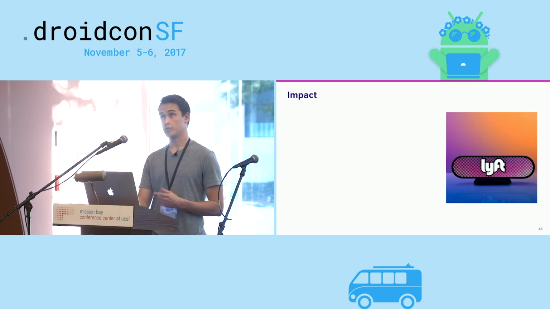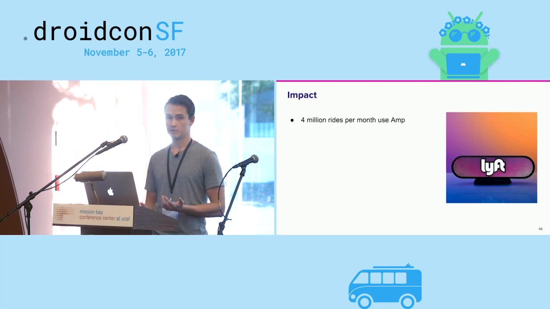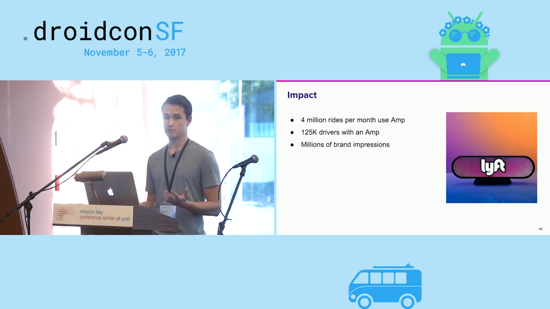I built the AMP, or worked on this project, about a year ago, I'd say. Since then, it's now owned by another team at Lyft called Brand Experience, and they were kind enough to give me some numbers of what the impact of it has been so far. We have about 4 million rides per month that use AMP, which is pretty exciting. We also have about 125,000 drivers that own an AMP. We also have millions of brand impressions. So, a lot of people that are otherwise not seeing our brand are now seeing it all over the city in the form of these lights in the front of these cars.